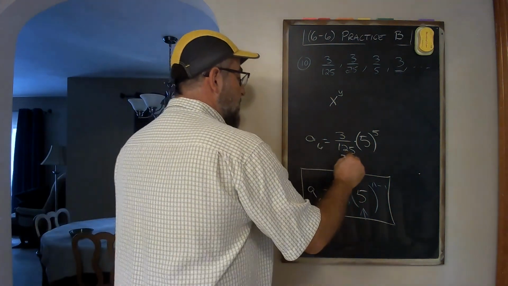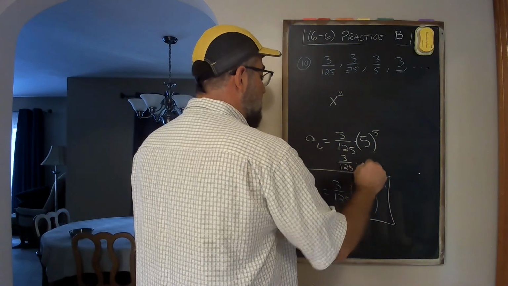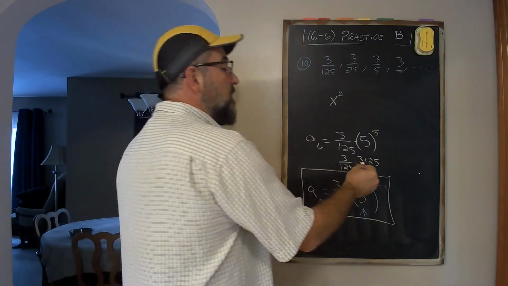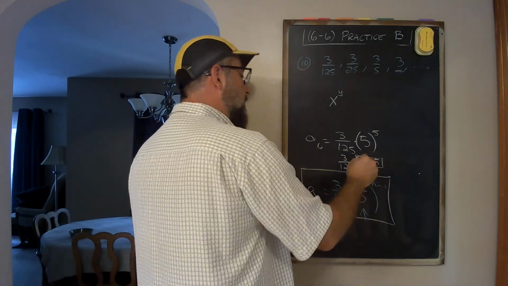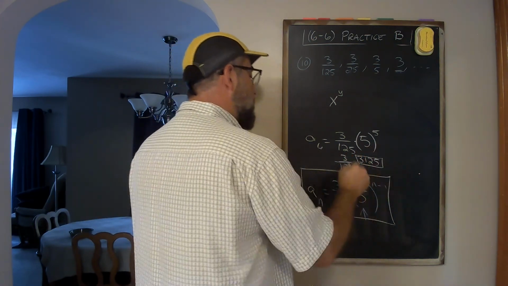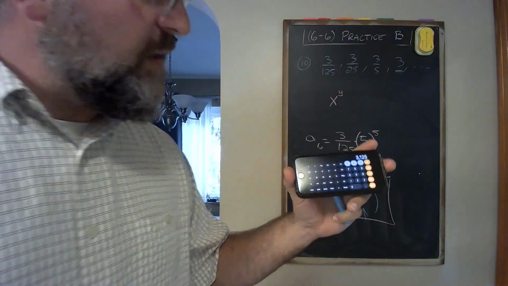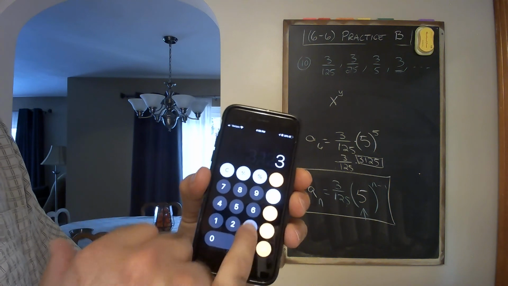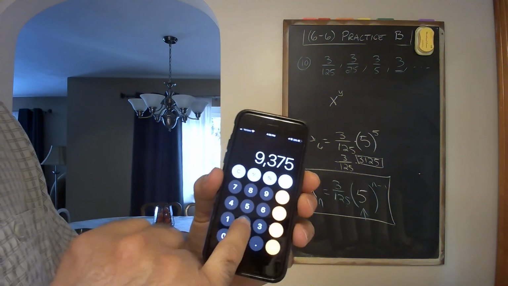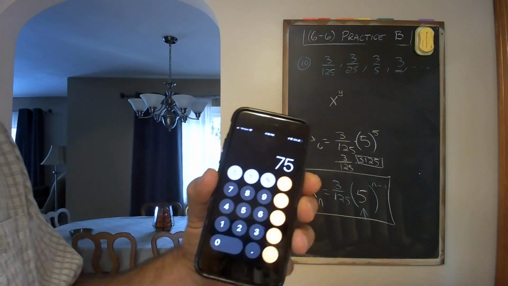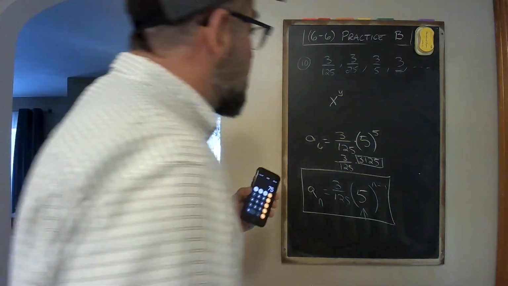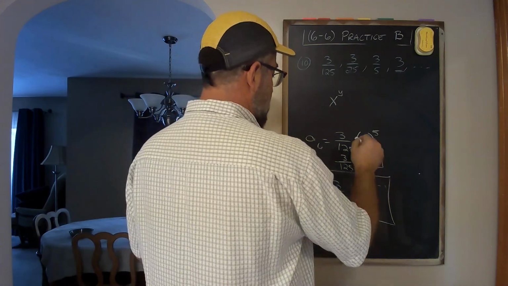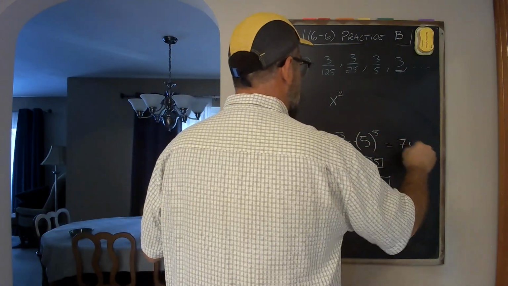So I just now have to take 3 over 125 times 3,125. And here's how I'm going to do it. I'm going to take that 3,125 and multiply it by 3 and divide the result by 125. So I don't need this fancy scientific calculator anymore. So I'm just going to times 3, divide by 125, and I get 75. So the answer is 75. A sub 6 is 75.